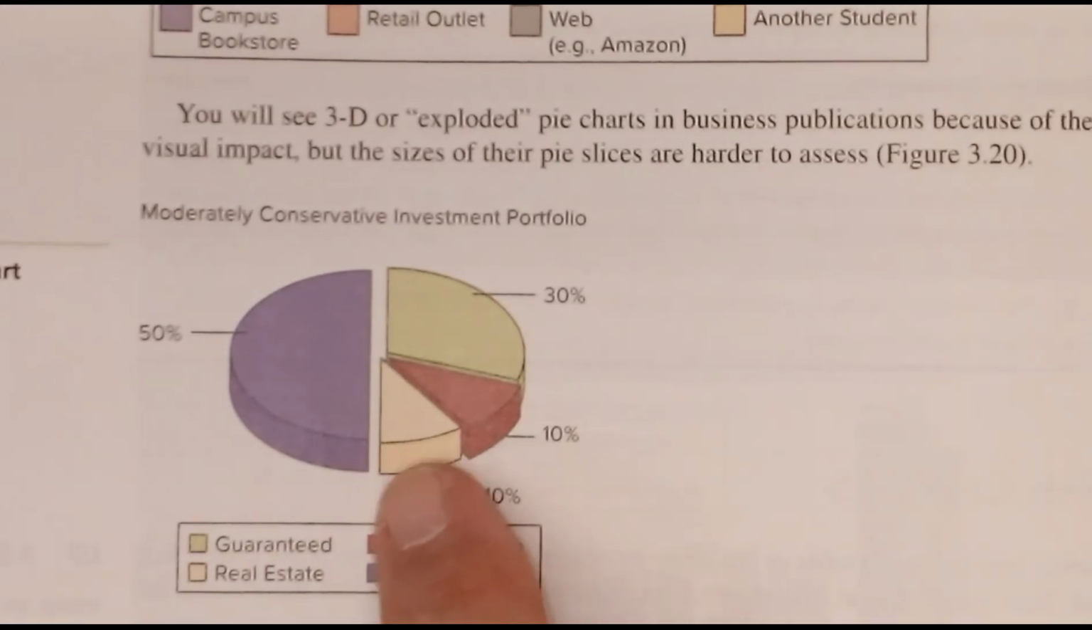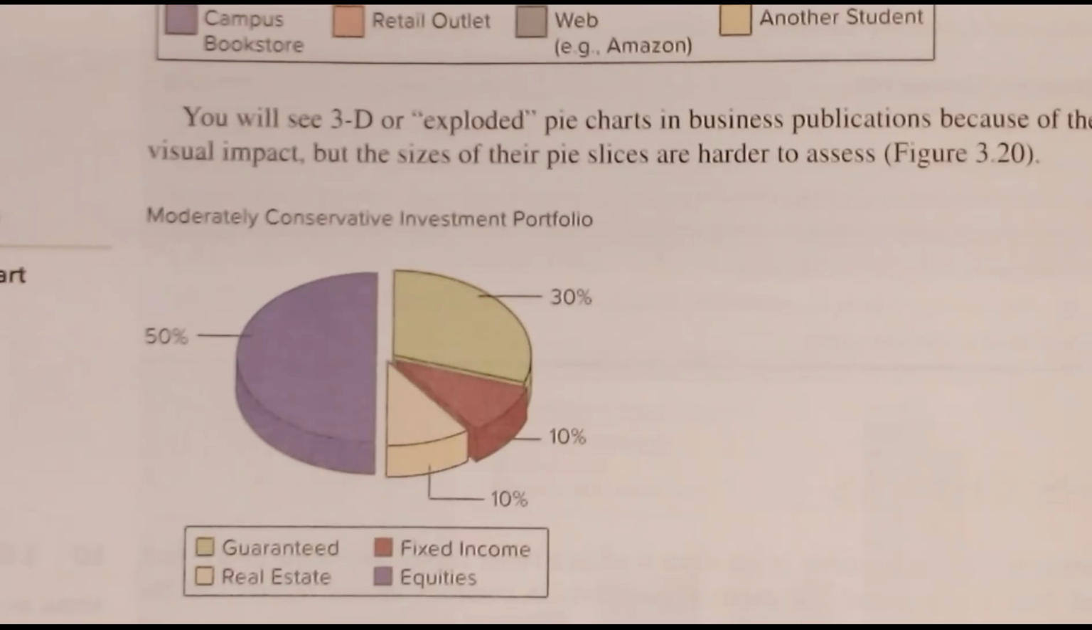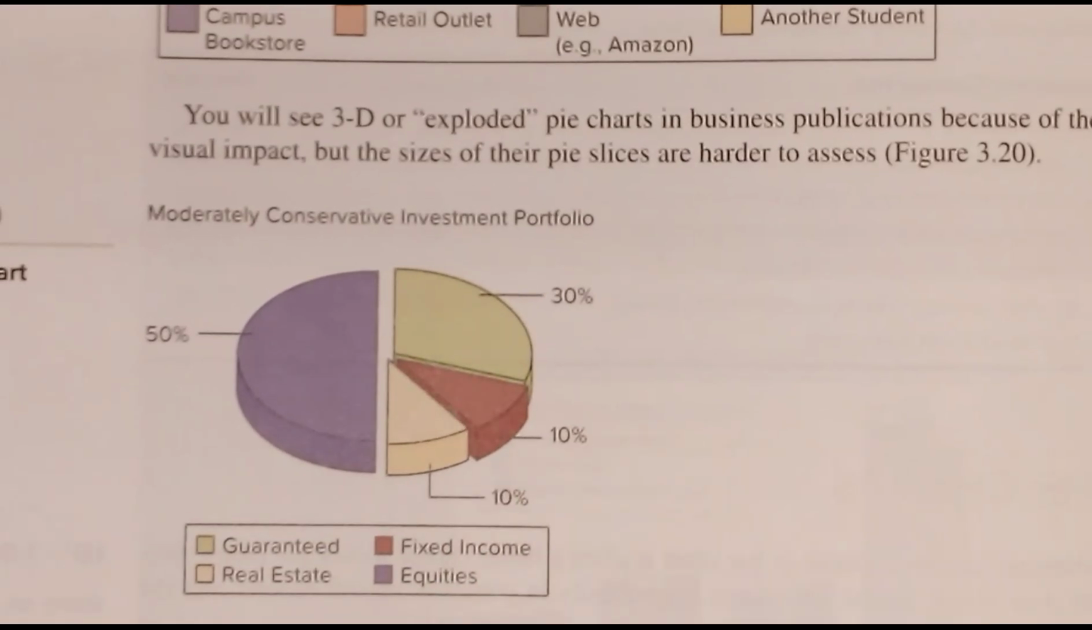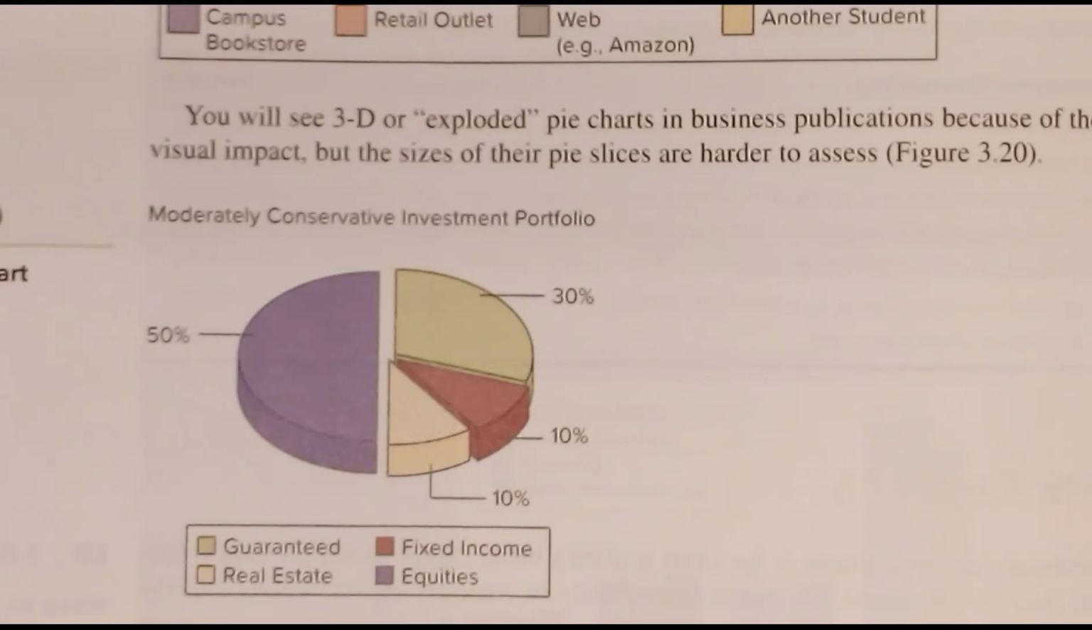Do those two wedges look like they're the same size? Yet they are. They're both 10%. As soon as you make that dimensional effect, that 3D tilt, the size becomes an issue. We'll see that in a couple of other places.